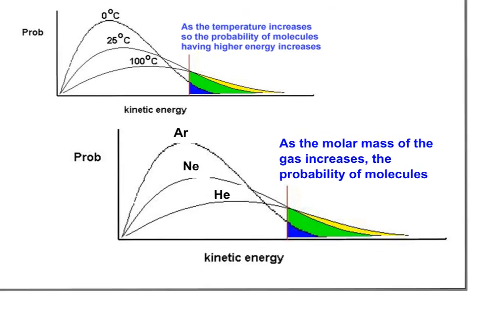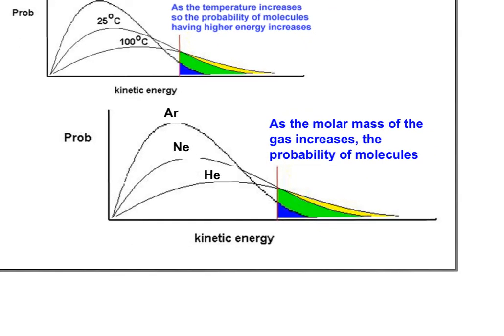So that's temperature. What if I have three different gases? We can look at molar mass. Argon has a bigger molar mass, so it's moving very, very slow. Then neon, and helium's zipping around. So all of this area here, the yellow and everything else, represents that helium is more likely to have successful collisions.